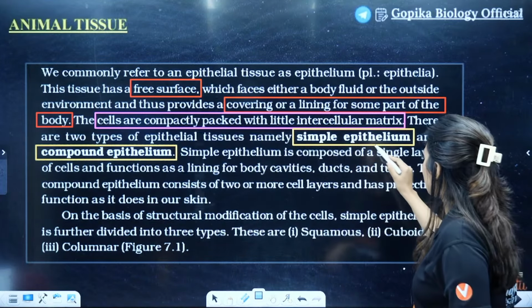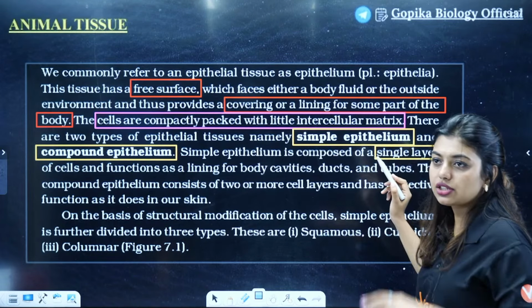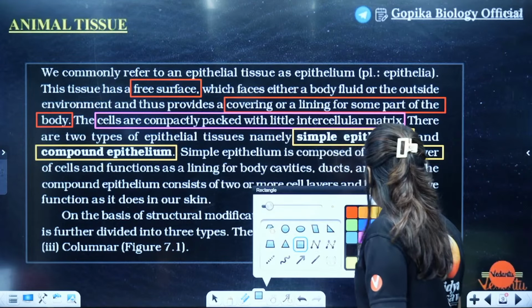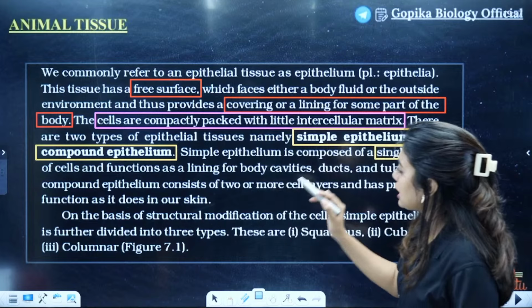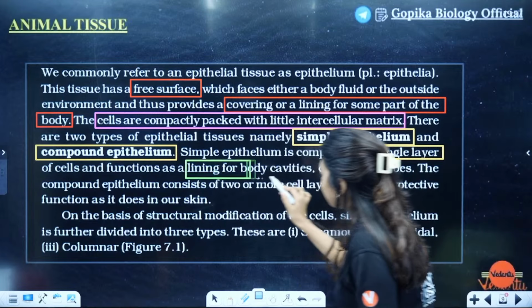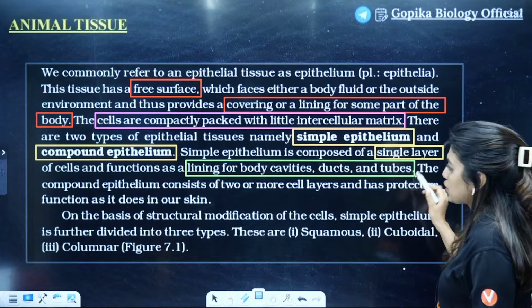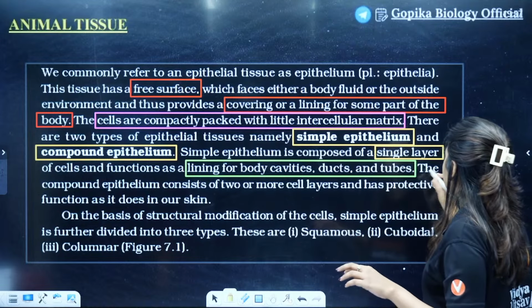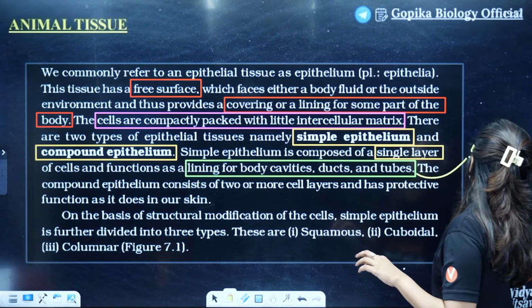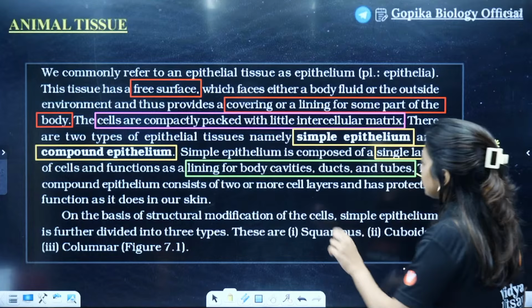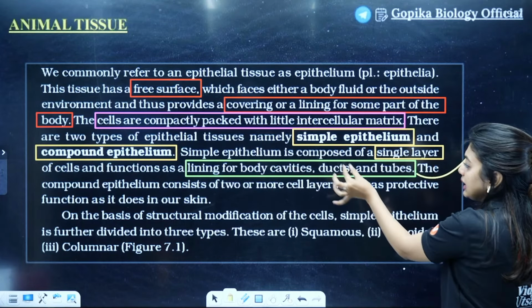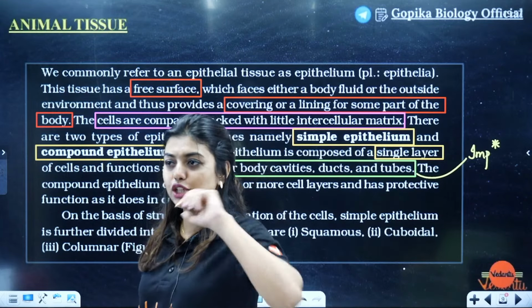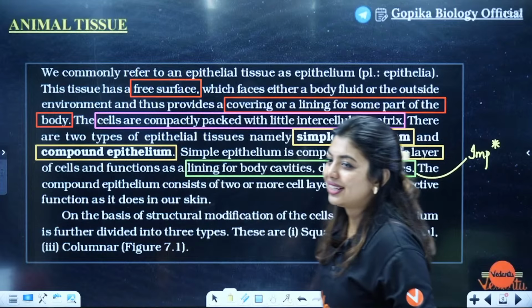Simple epithelium is composed of a single layer of cells and functions as a lining for body cavities, ducts and tubes. Already told you this, yes or no? So students, a question will come about the location, where these are present. This is very, very important for all of you to learn. They line body cavities, ducts and tubes. Clear?